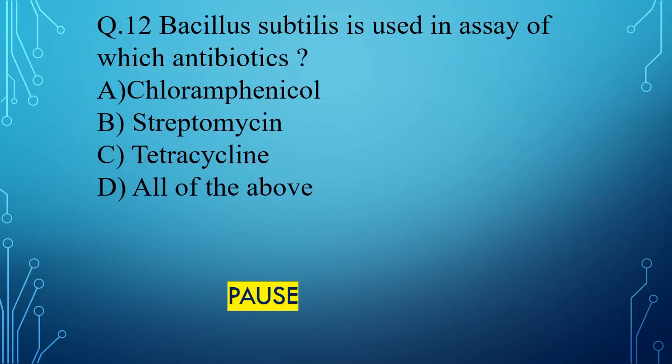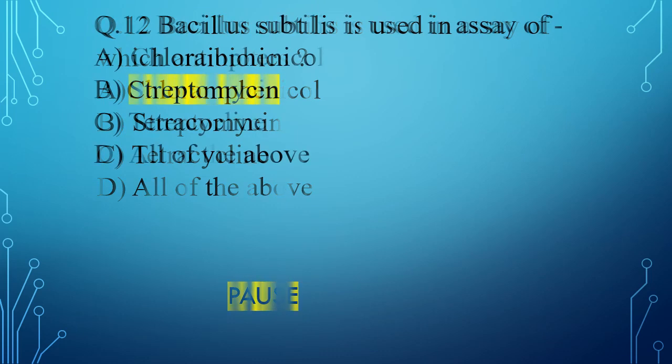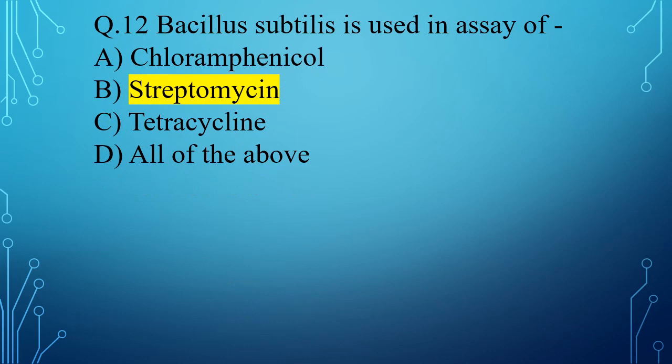Question 12. Bacillus subtilis is used in the assay of which antibiotic? Option A chloramphenicol, option B streptomycin, option C tetracycline and option D all of the above. And the right answer is streptomycin. So Bacillus subtilis is used to assay streptomycin.